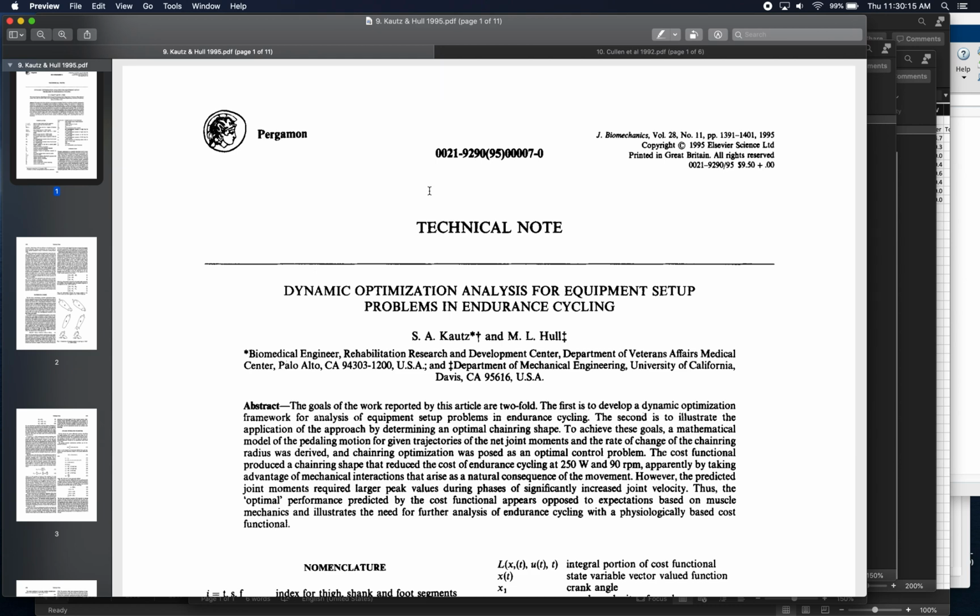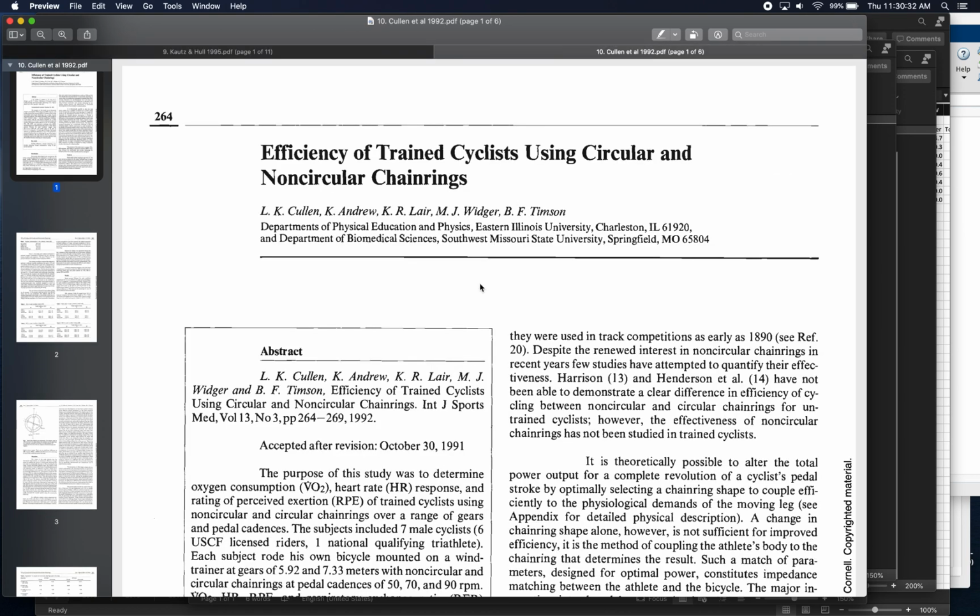Similar to when we grouped the two pedaling rate papers together, one of which was a computer simulation study and one of which was an experiment on human subjects, paper number 9 here on circular and non-circular chain rings is a computer simulation study, and paper number 10 here is an experiment on human subjects examining how a cyclist's performance is affected by circular and non-circular chain rings.